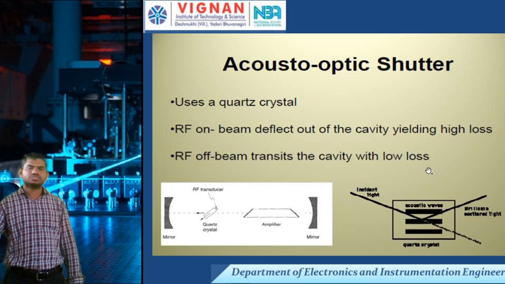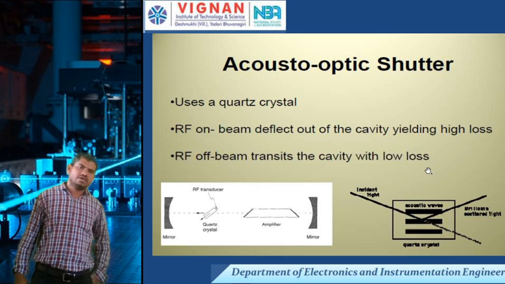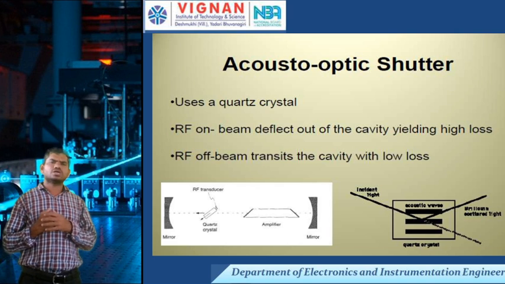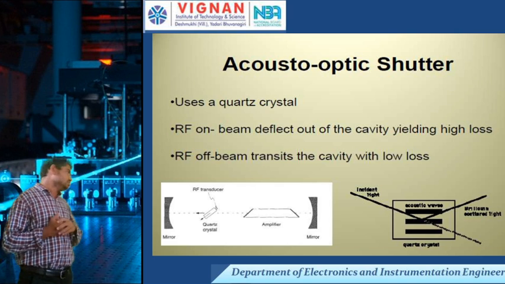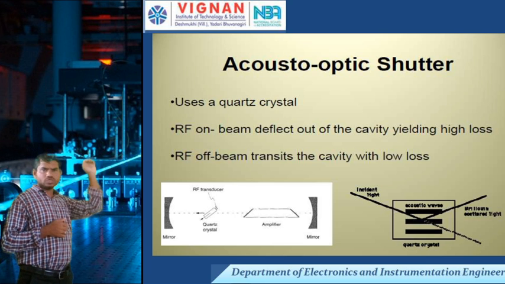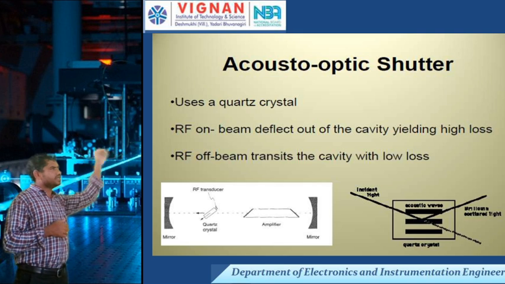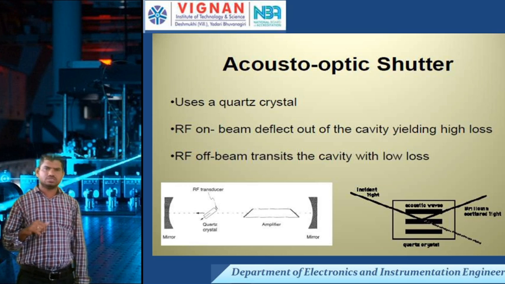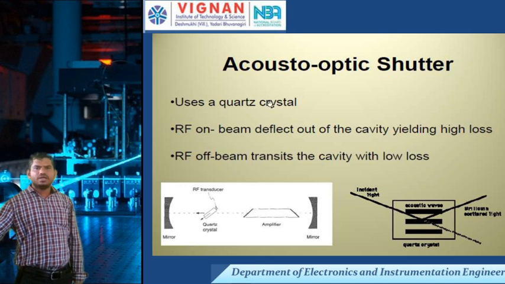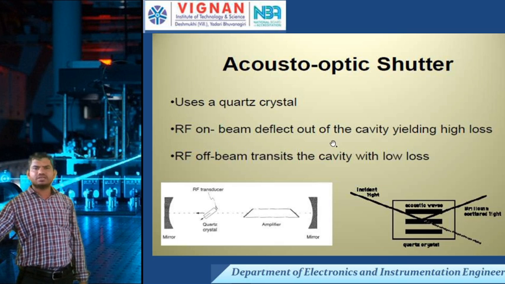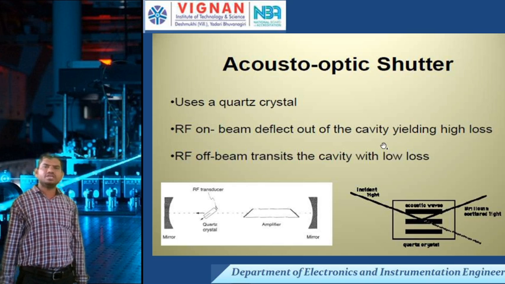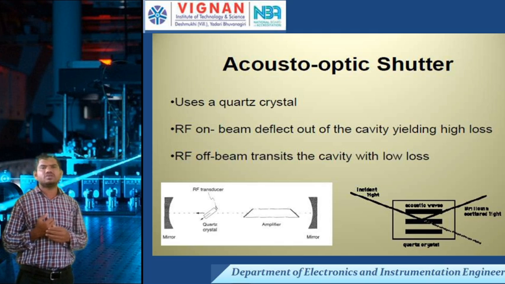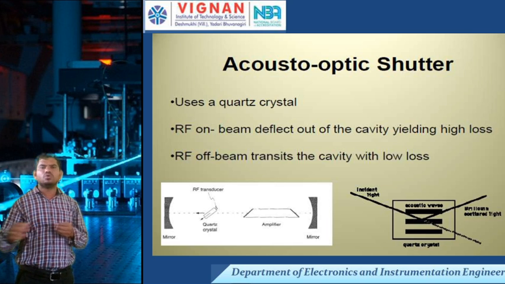Okay. Next, the acousto-optic shutter. In the acousto-optic shutter, generally I am using a quartz crystal, ADP, to minimize the losses. With the radio frequency on, the beam is deflected out of the cavity, yielding high loss. With the radio frequency off, the beam is transmitted through the cavity with low loss.